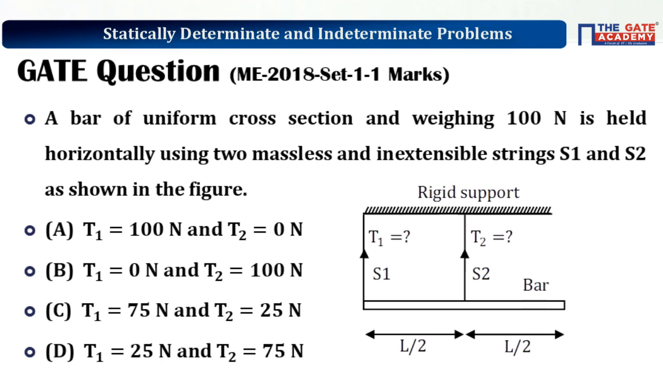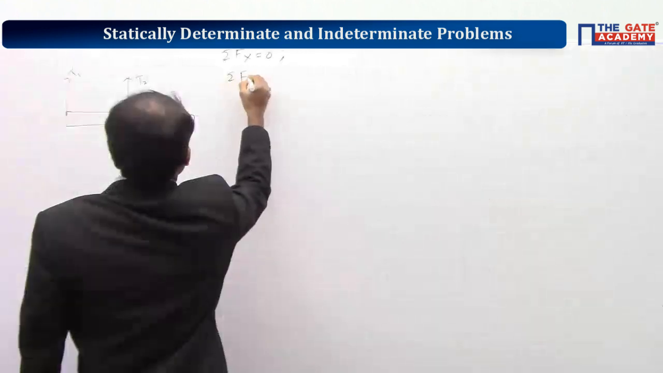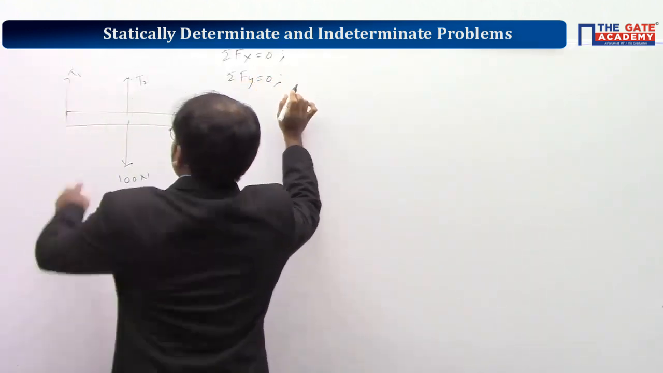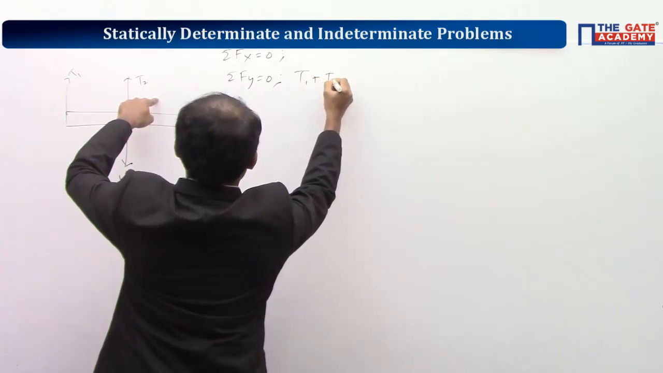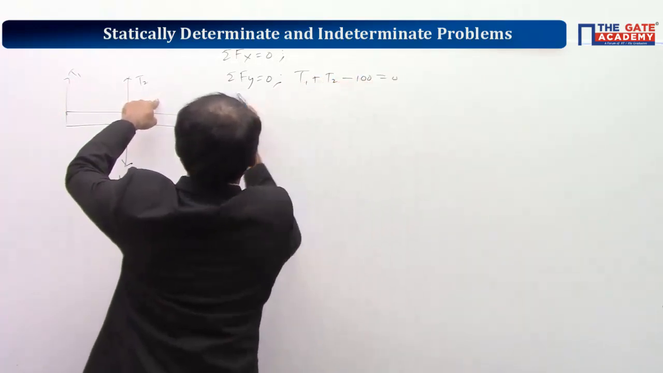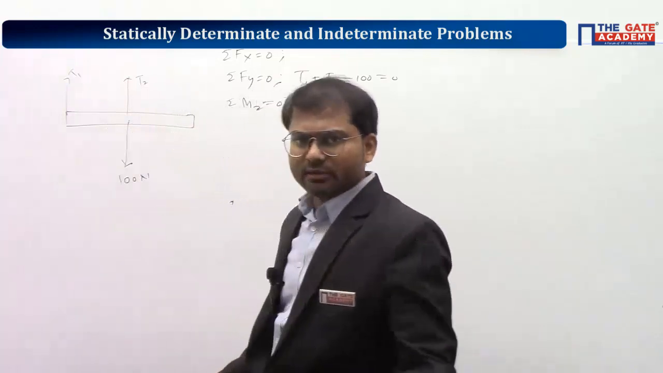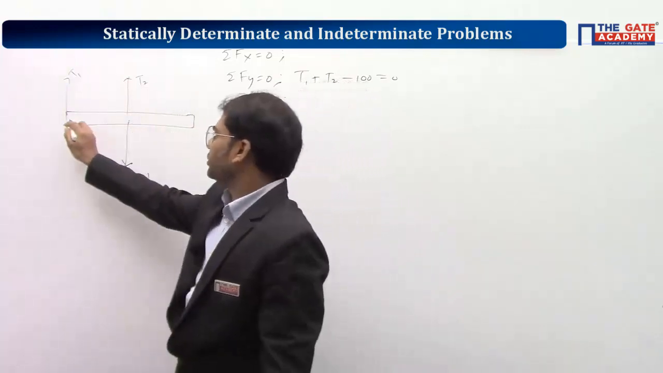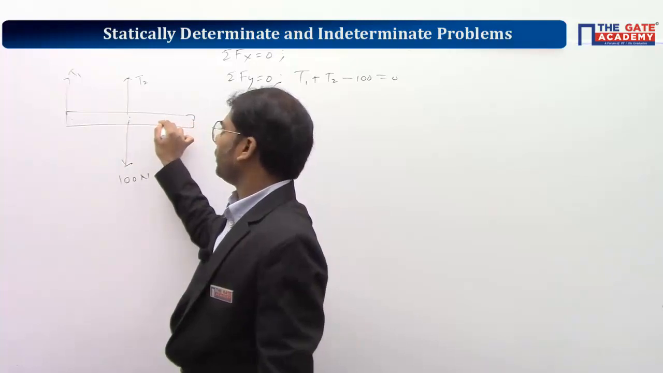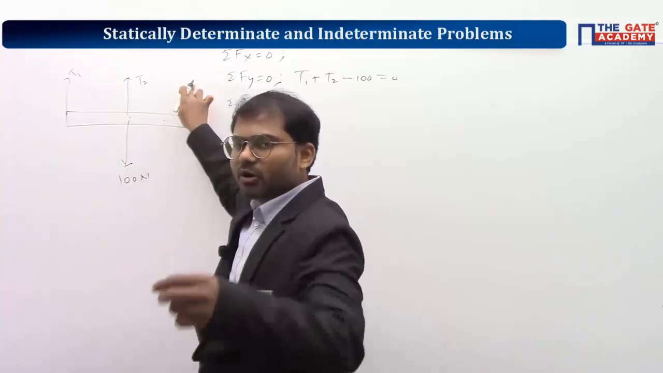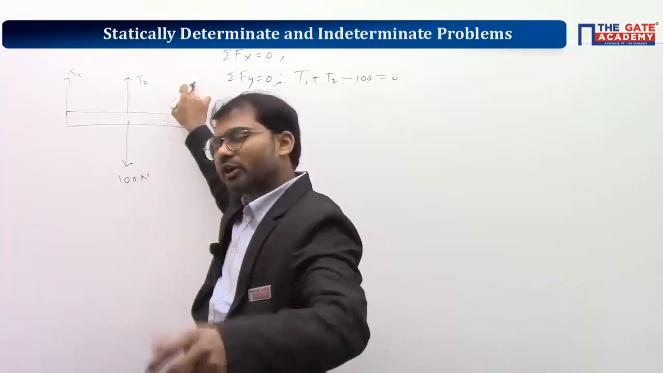So if you apply the equilibrium condition, sigma Fx is 0. So you'll get nothing because there is no force in that direction. Sigma Fy is equal to 0. We can write T1 plus T2 minus 100 is equal to 0. Sigma Mz is equal to 0. So again, you can take about any point. I can take about this point also, this point also, this point also, outside the body also, because the whole body is not at all rotating. So you can take about any point.